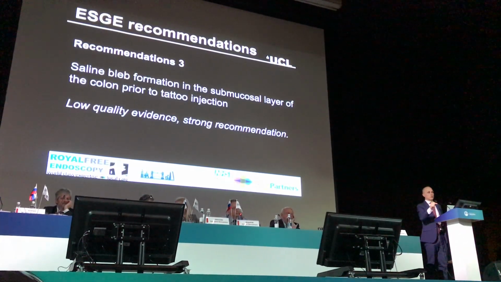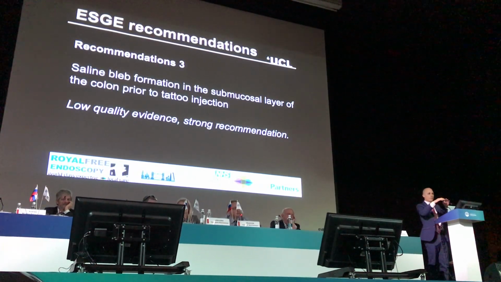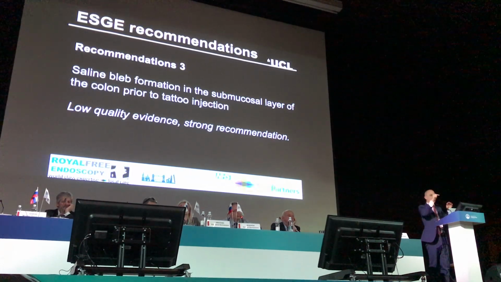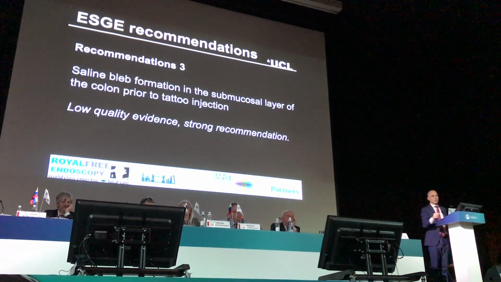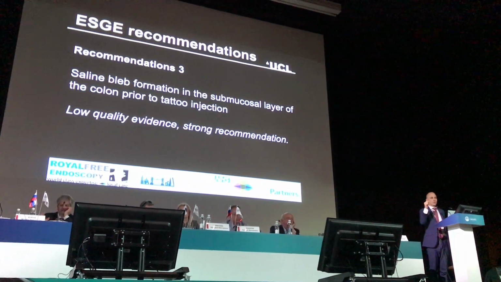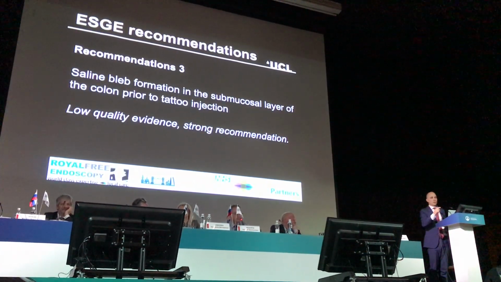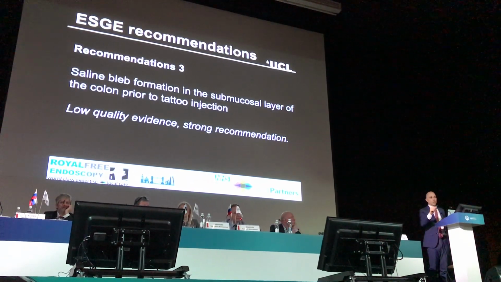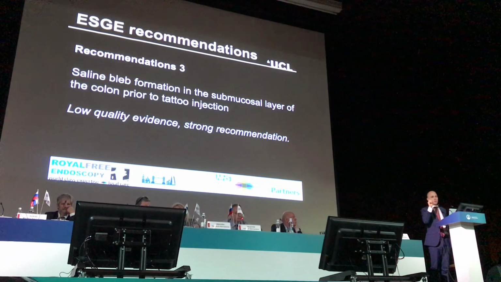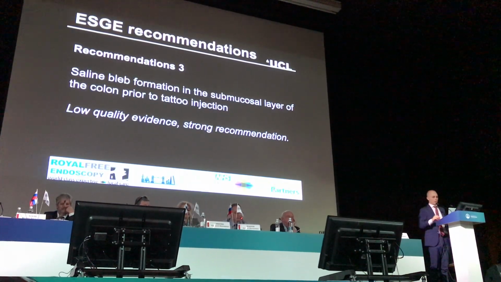The third recommendation is that before you inject tattoo, the injection should be made with a saline. So you inject in the submucosal space, so you have a bleb, and then you swap the syringe and you inject the tattoo. The reason behind that is because you need to inject the submucosa, not the muscularis mucosa, not the muscle layer, not the peritoneum, the submucosa. And injecting saline first is the best and safest way.